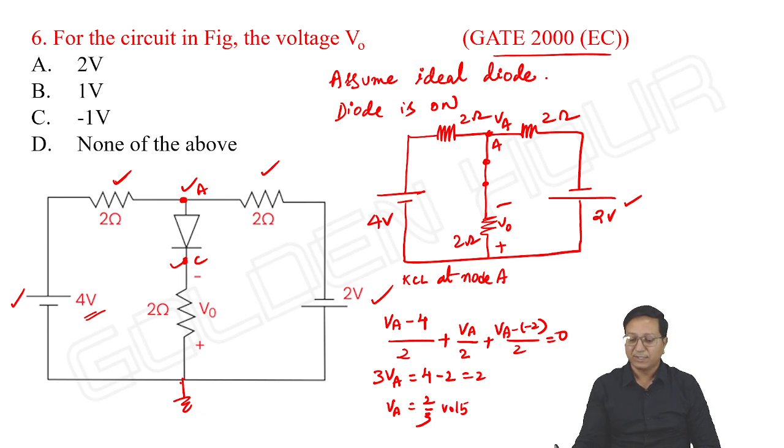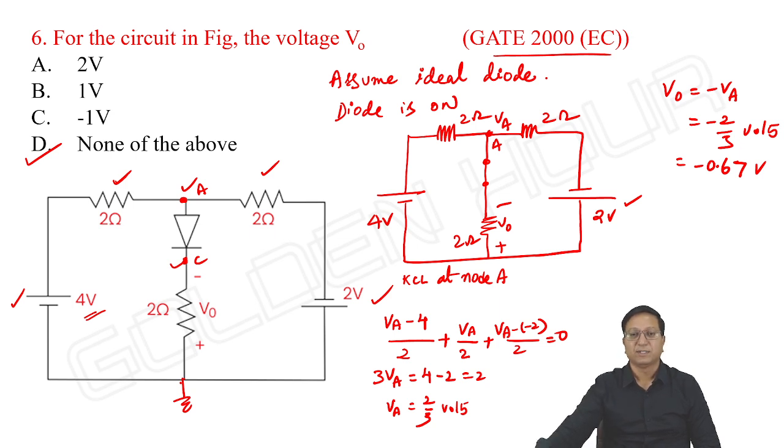What about V output? V output is equal to minus VA, and hence it is minus 2 by 3 volts. Or I can even write minus 0.667 volts. So if you look at all the options, option D is possible. It's not 2, 1, minus 1, right? None of the above. That's it. A very simple question it is.